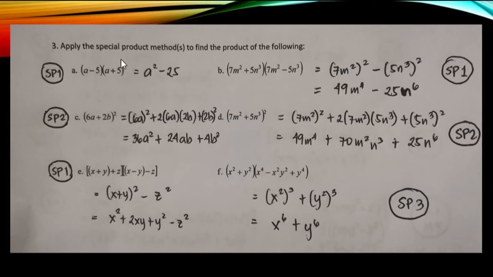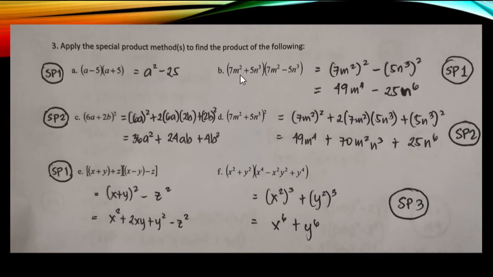3. Apply the special product methods to find the product of the following. A: a minus 5 times a plus 5. So, this is sum and difference. This is our special product 1. The product of conjugates is the difference of two squares. We can see that the first term is the same and the second term is the same, only minus and plus. So, we just square the first term minus the square of the second term. So, that is a squared minus 25.